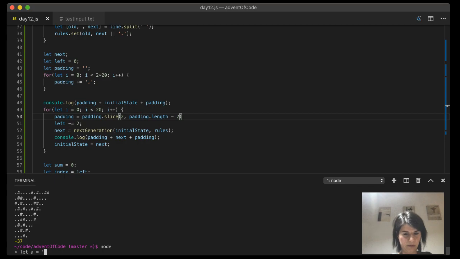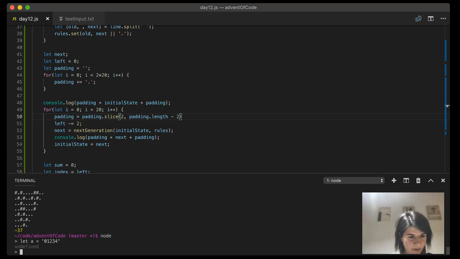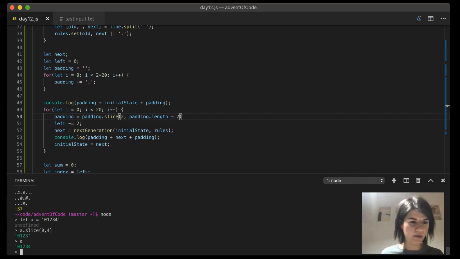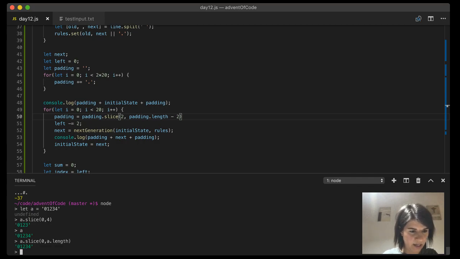Let a equal 0, 1, 2, 3, 4. So this has length 5. Now if I do a sliced from 0 to 4, then I get 0, 1, 2, 3. I'm a bit confused. The thing has length 5, so I want to go up to the length. So if I slice a to its length, I get the full string, but I don't want the last two ones here.